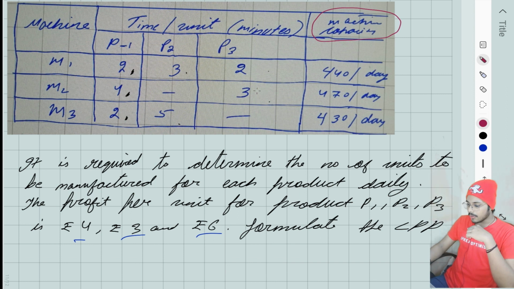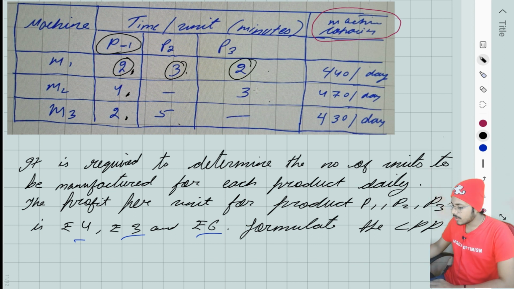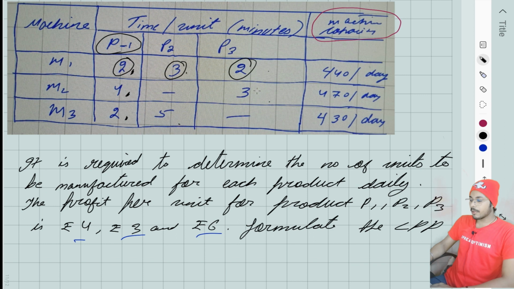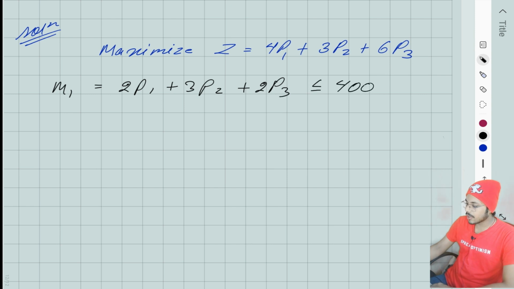So for P1, how much M1 is used? 2. For P2 how much M1 is used? 3. For P3 how much M1 is used? 2. So total numbers we have taken P1, P2, P3. Accordingly for M1 it is 2p1 plus 3p2 plus 2p3 should be less than or equal to 440.